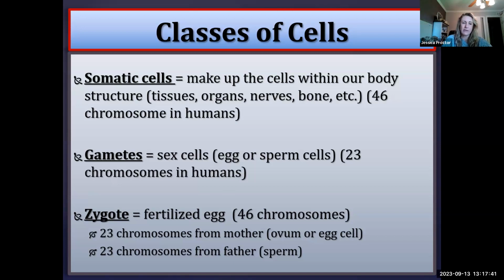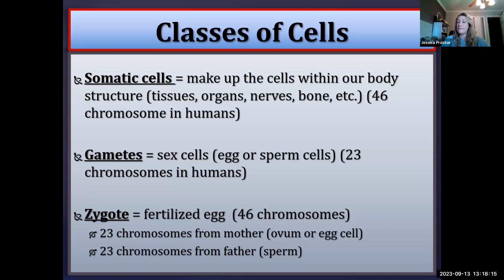The vast majority of the cells within our body are called somatic cells, also known as body cells. So somatic cells make up all of the cells within our body: our tissues, our organs, our nerves, our bones, our blood, our brain, et cetera. Basically every cell within our body that's not a sex cell. So if it's not an egg cell and it's not a sperm cell, it's a somatic cell. Somatic cells are what we call diploid. So think diploid, double; haploid, half.